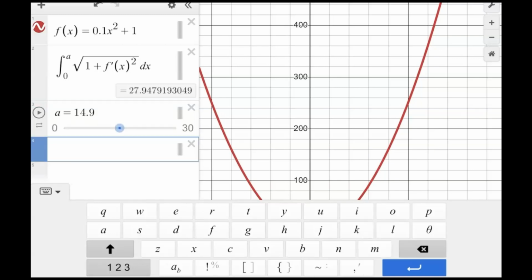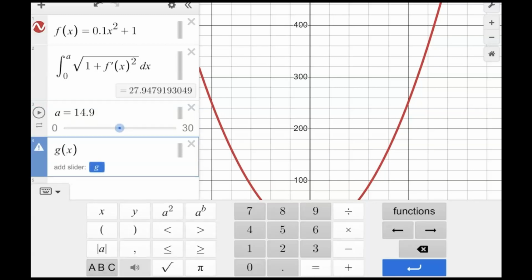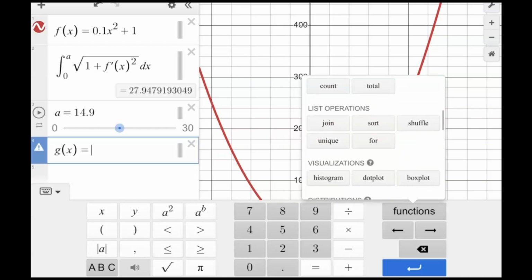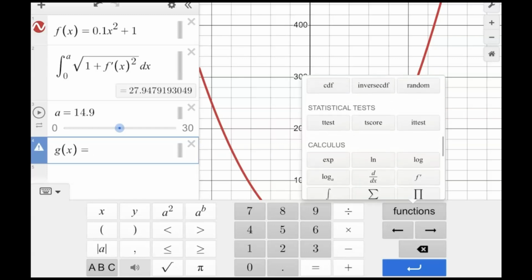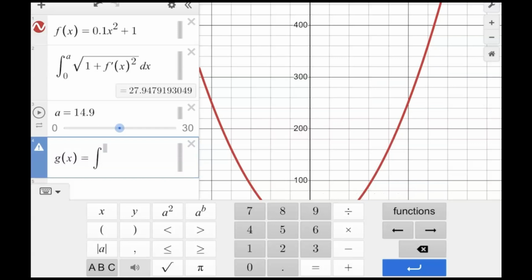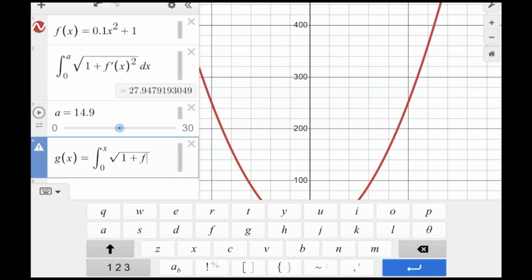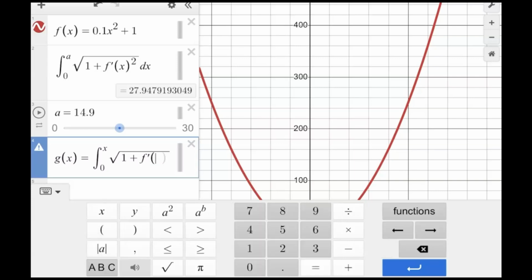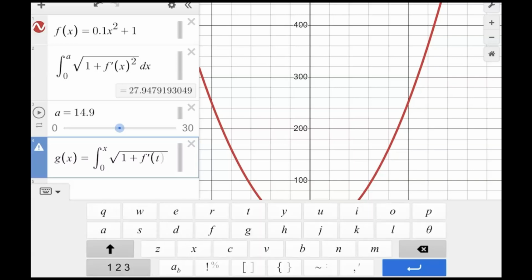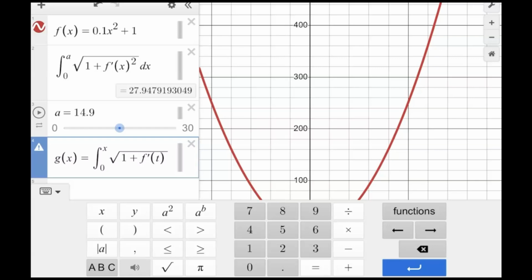So we're going to name a new function g of x, and we're going to let g of x be the integral function from 0 to some value x of our arc length: the square root of 1 plus f prime. Now x is doing a job already, so we have to pick a new variable, and we'll use t: f prime of t squared, and that'll be dt.